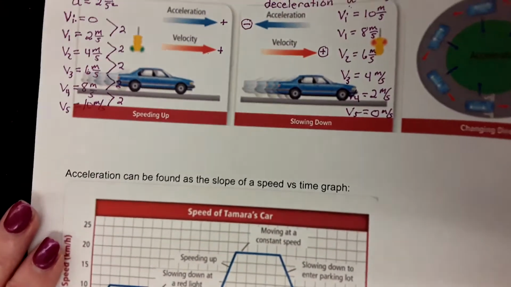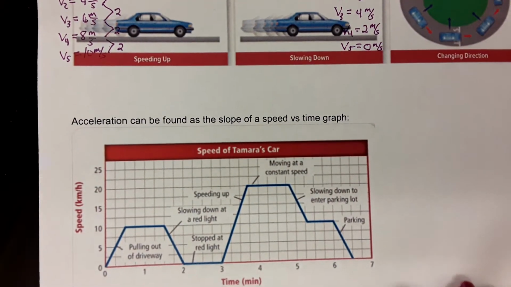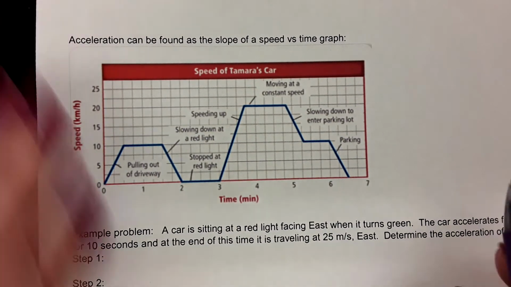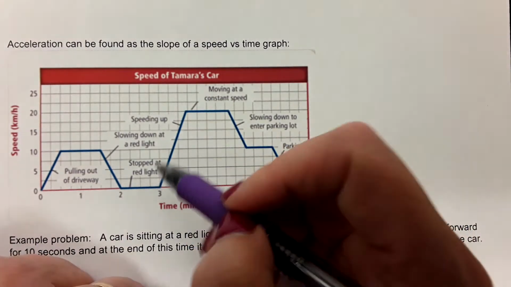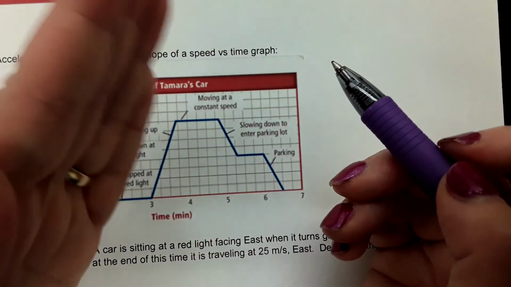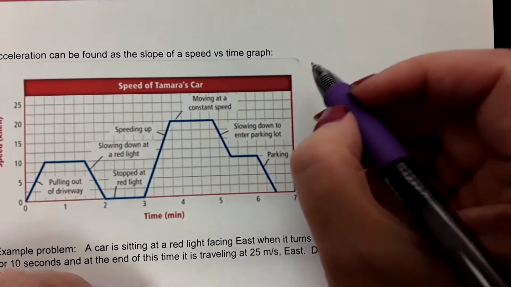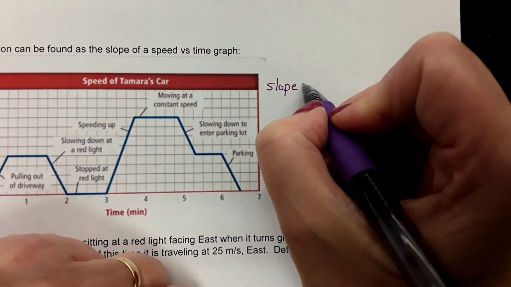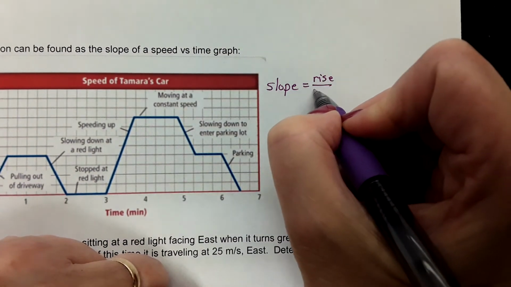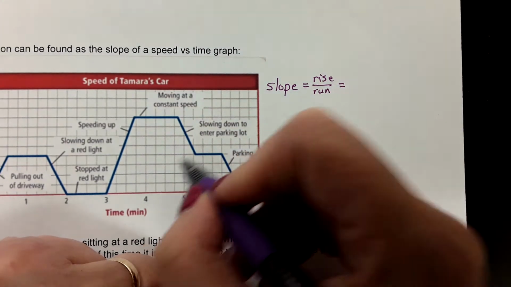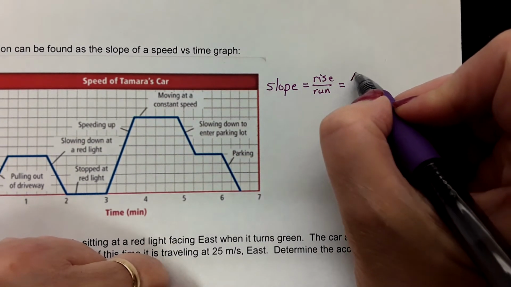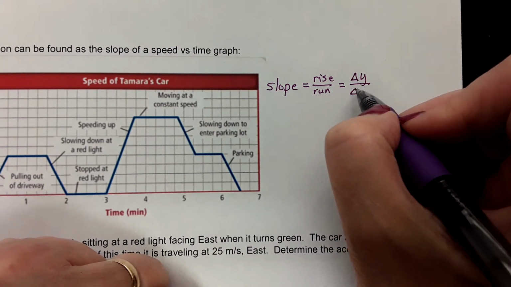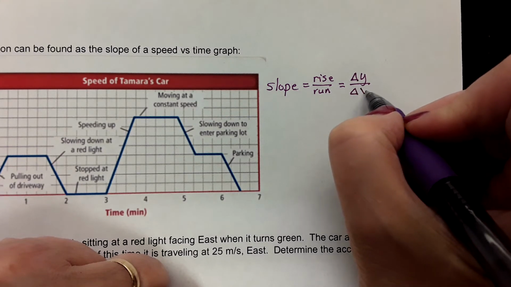Now, we can also look at acceleration on a graph. If you take a graph of either speed or velocity versus time, the slope, the steepness of the line, represents the acceleration. Now, how do we know that? As you know, slope is rise over run. And in math, they teach you that is the difference in the y values of 2 points divided by the difference between the x values. Remember, delta is shorthand. It means subtract.